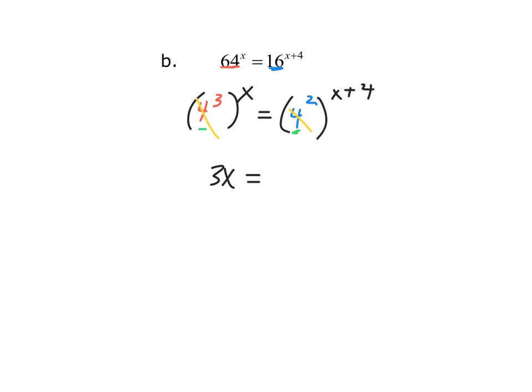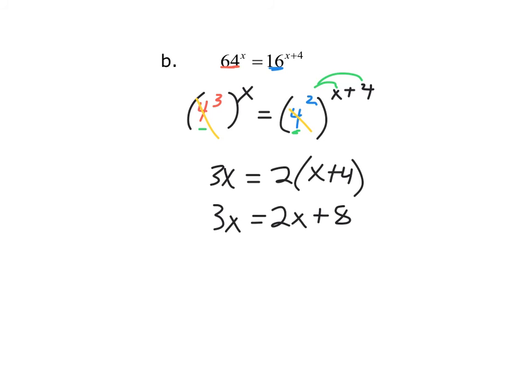The other side, you do have to distribute. The 2 is going to multiply out with the expression x plus 4. That's no big deal, that's just basic distributing, so 2x, 2 times 4, positive 8. And just solving for x, I'm going to go ahead and subtract the 2x, get it over to the left, get 1x equal to that positive 8, and it's done.